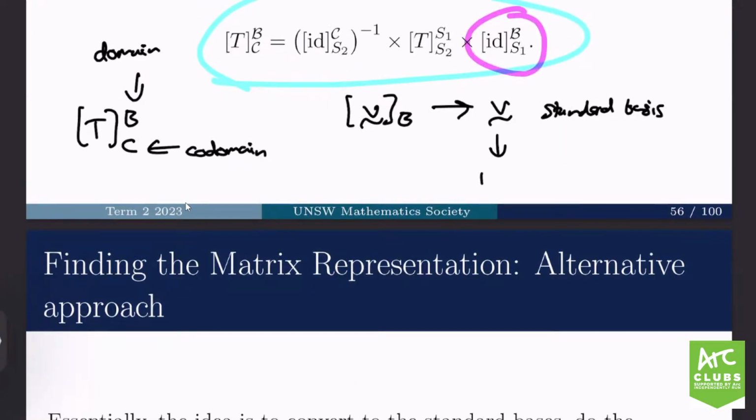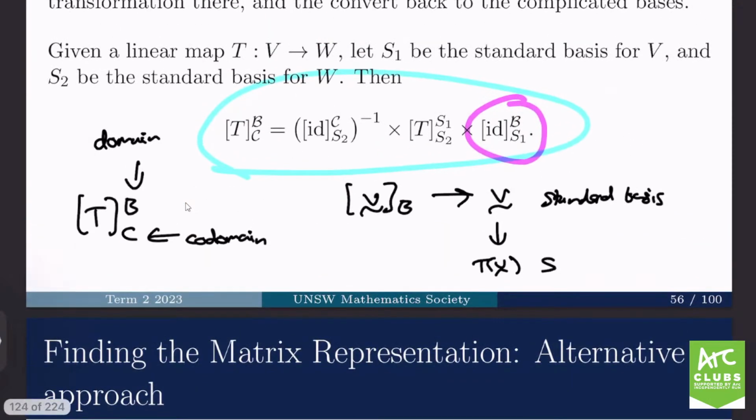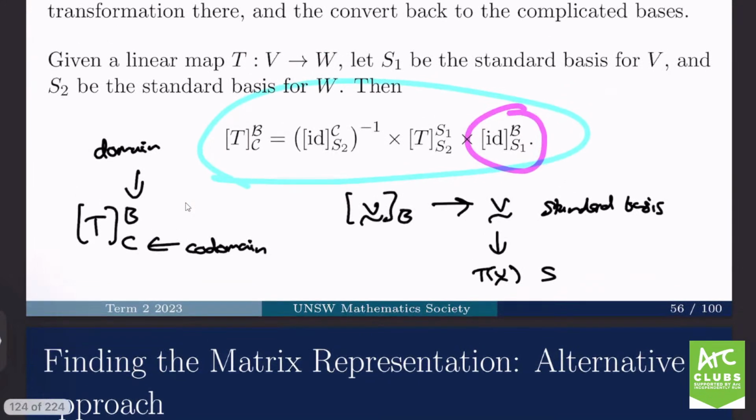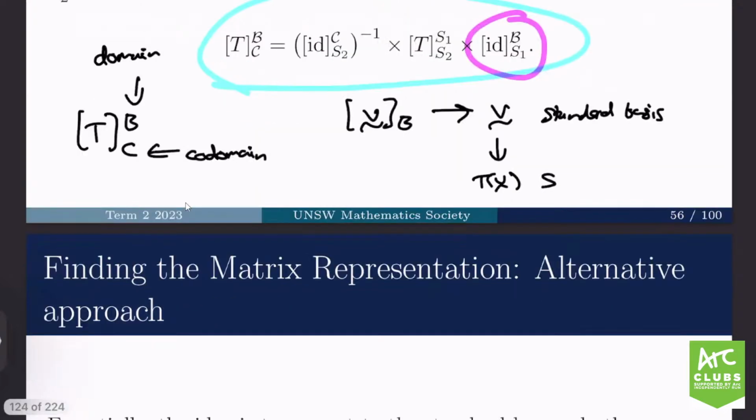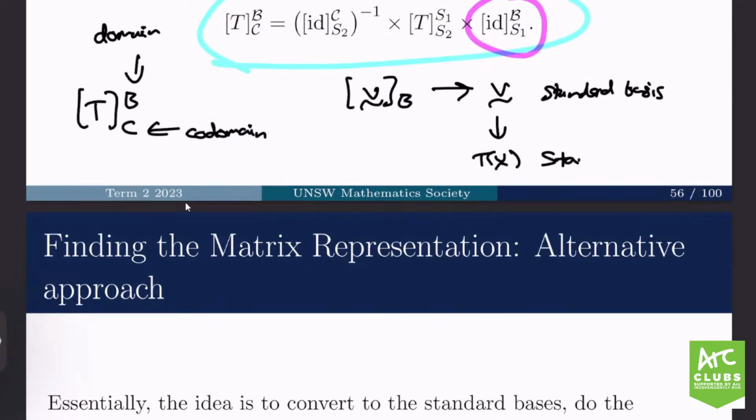I'm going to map it to T of V with respect to the standard basis in the codomain. Okay? So just keep in mind, if we have a linear transformation, for example, from R squared to R cubed, what's going to happen is we're going to have two different standard bases in the domain and codomain, but they'll both be very straightforward. So essentially we find V with respect to the standard basis, and then we find T of V with respect to the standard basis in the codomain.